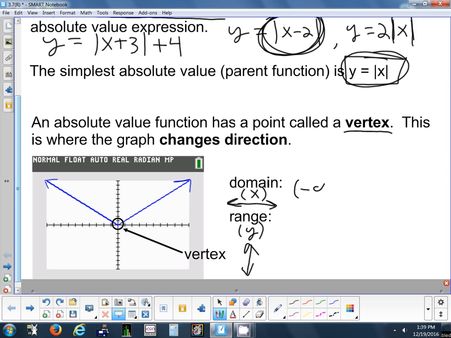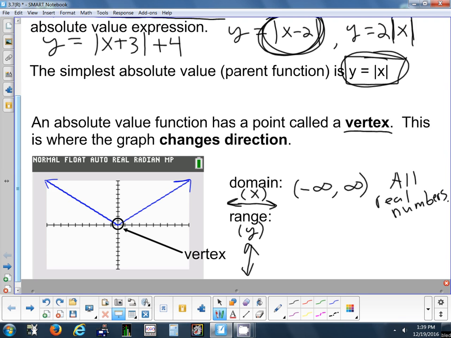So one way you can write it is just like this. That's the domain. If you don't want to write it like that, you can write out a sentence. It's a little longer, but you could say the domain is all real numbers. Either way you want to do it. These both mean all real numbers. All right, so that's the domain. It goes to the left forever and it goes to the right forever.